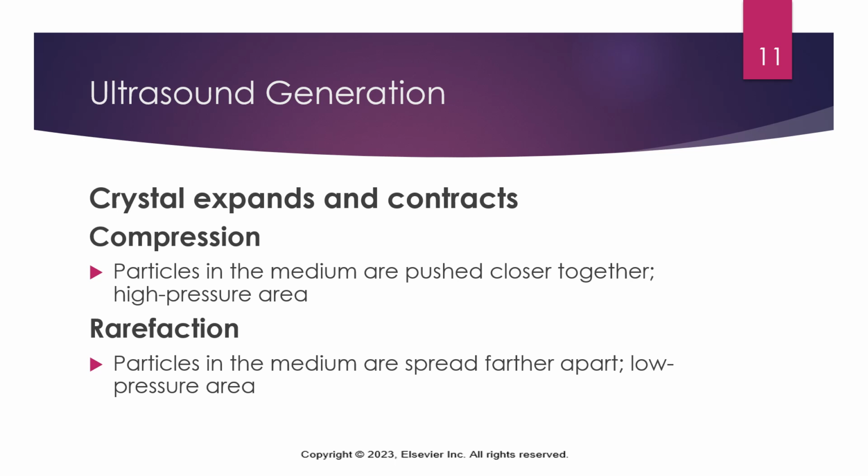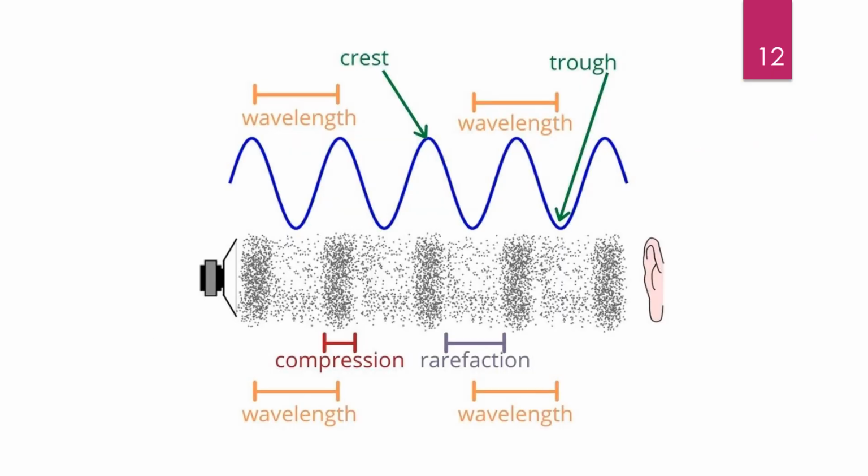So I have a nice little image that you can look at here that shows that. You can see the compression, where all those particles are really closely bound together, and that rarefaction, where they're spread further apart. Those are what create that wavelength. So this is a nice little image of what compression and rarefaction actually are.